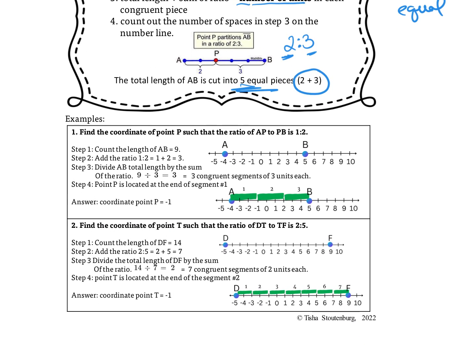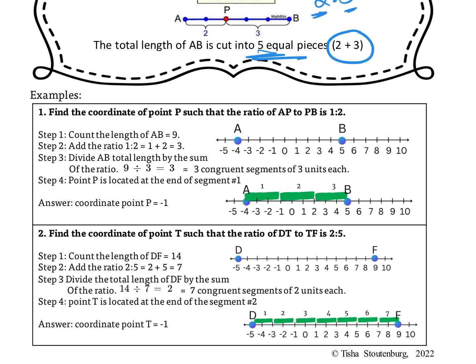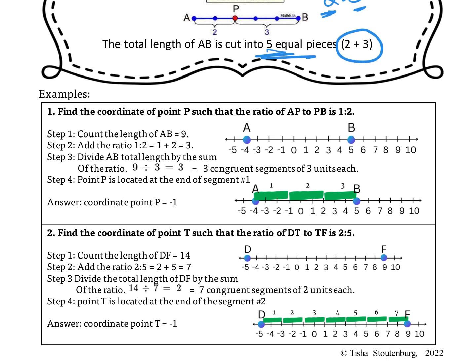So our first example here, I want to find the coordinate of P such that the ratio of A to P and P to B is 1:2. Okay, so again, step number 1, count the length of AB. From A to B, from -4 to +5, that's 9 units. So AB has a total length of 9.